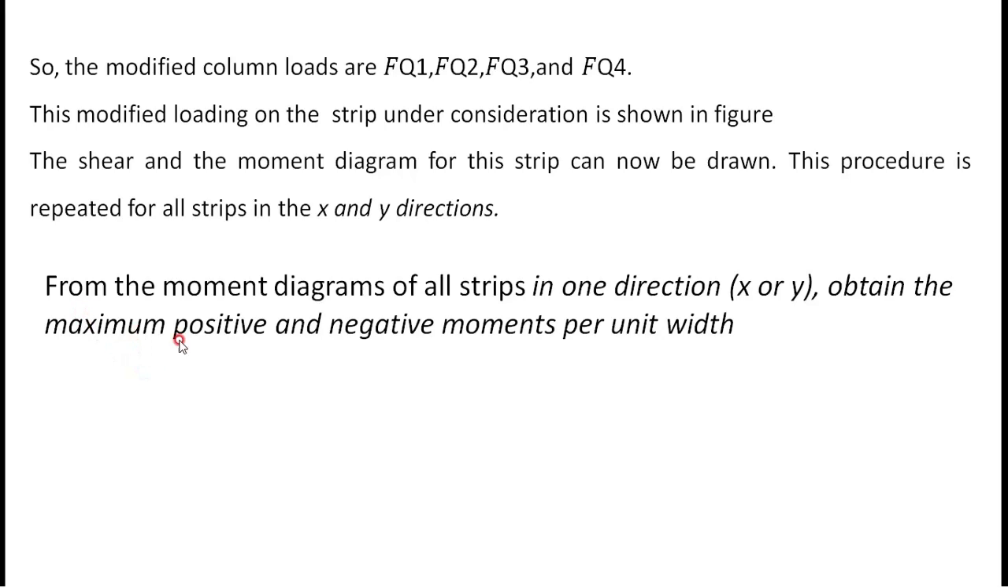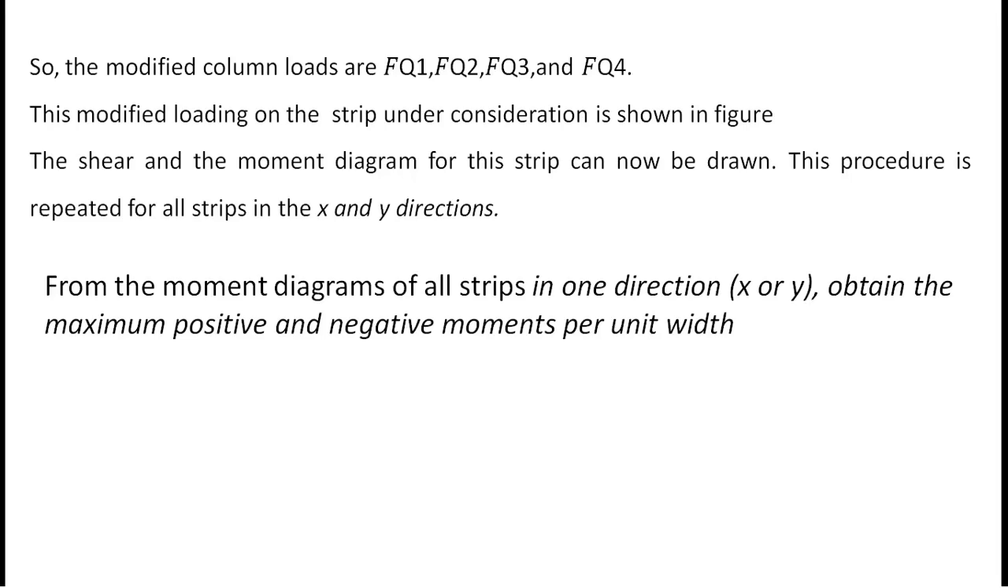From the moment diagram of all strips in one direction, x and y, obtain the maximum positive and negative moments per width. The same way you will get one strip, and that strip looks like a beam of width b1, then you will get a moment wl square by 2, or a continuous beam you can consider and determine the bending moment. And there you will get a negative moment and positive moment. You take the maximum of positive and negative moment.